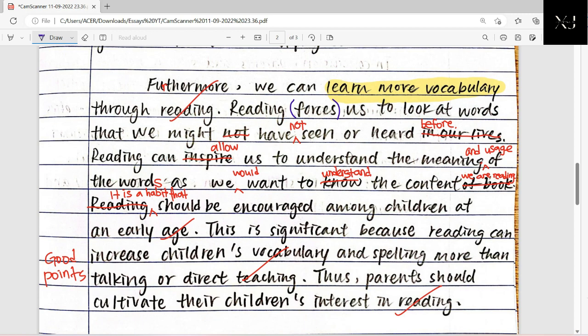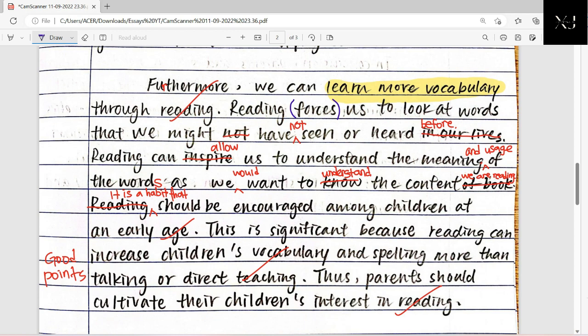It is a habit that should be encouraged among children at an early age. This is significant because reading can increase children's vocabulary and spelling more than talking or direct teaching. Thus, parents should cultivate their children's interest in reading. Okay, fantastic point here. Like I said, this is her best paragraph.